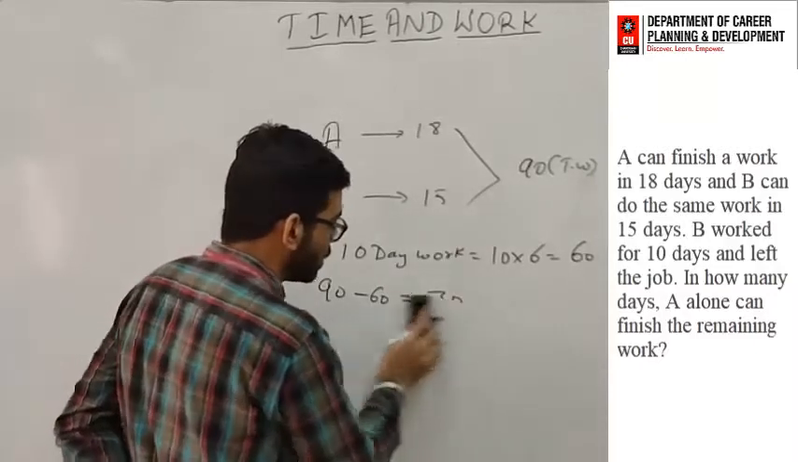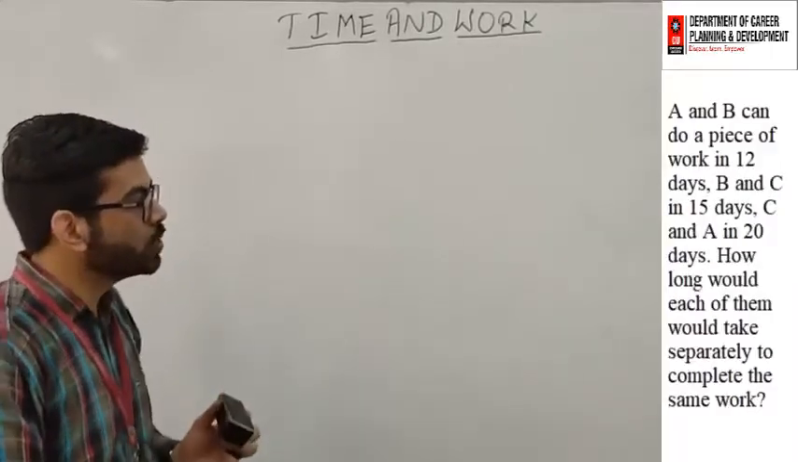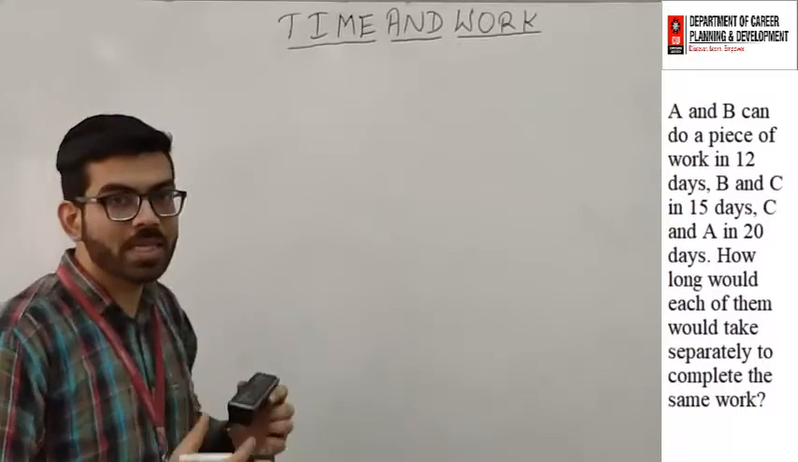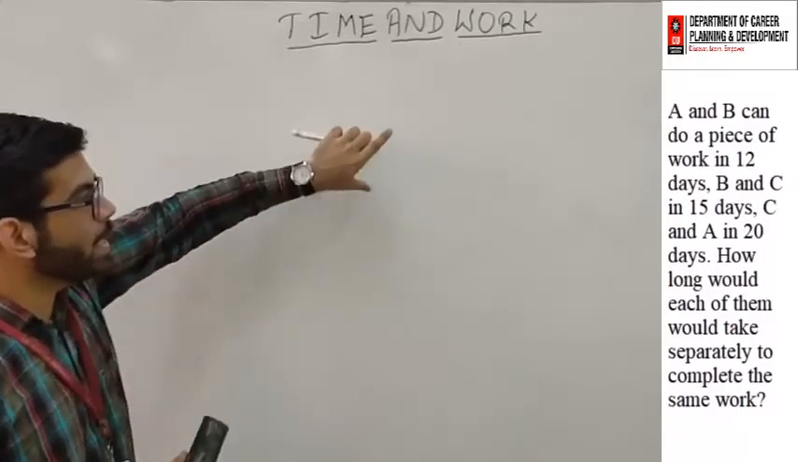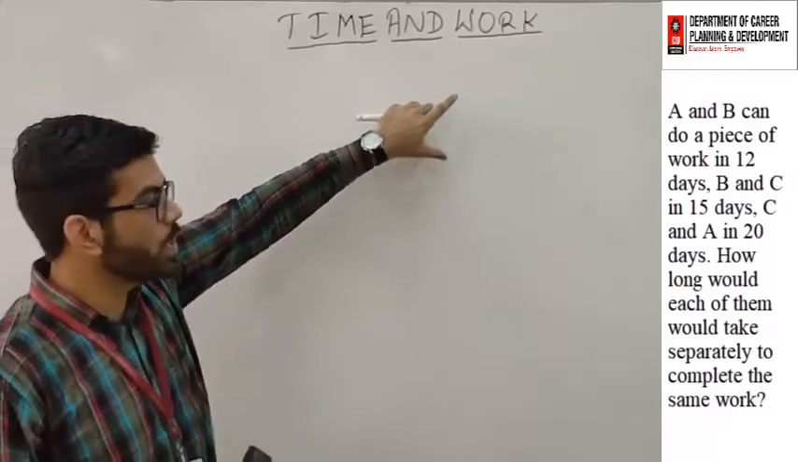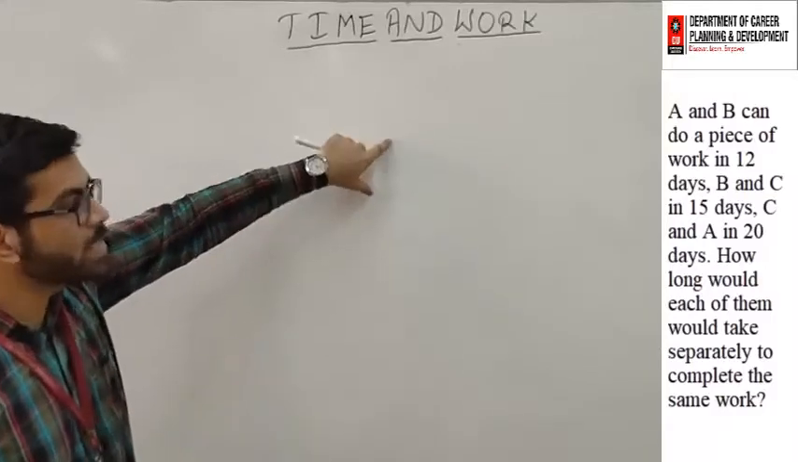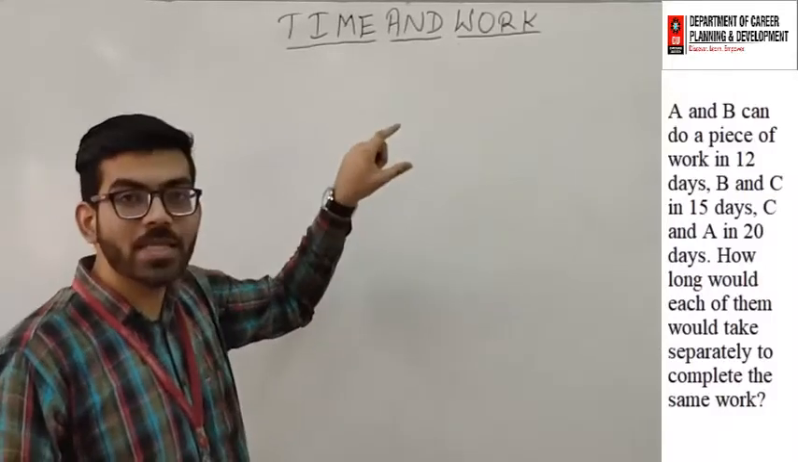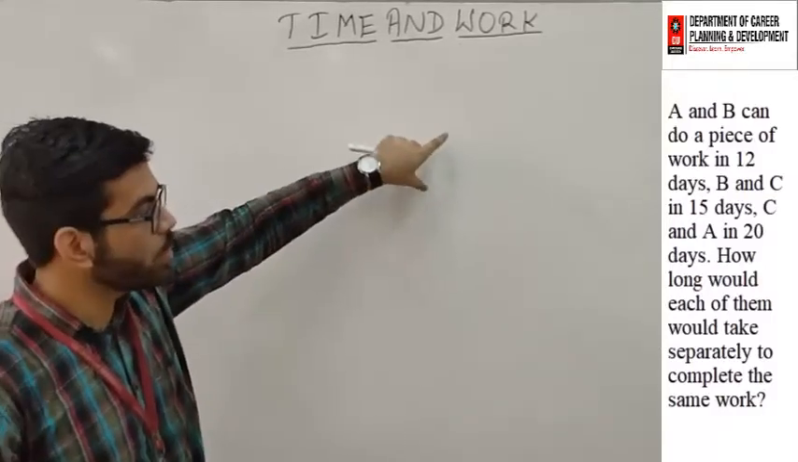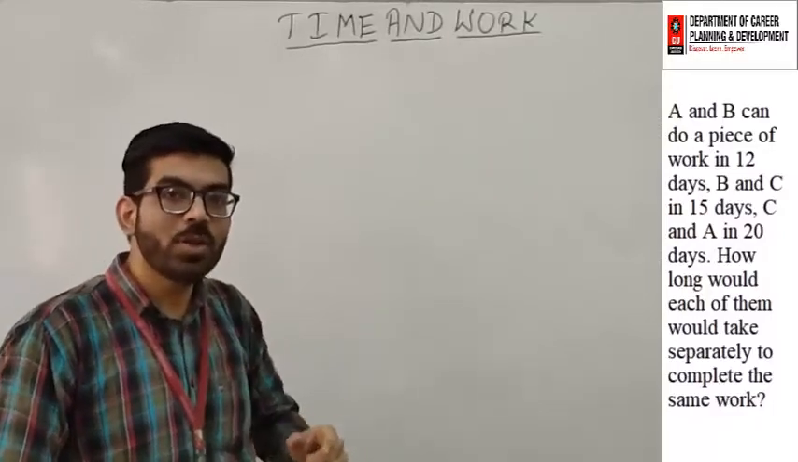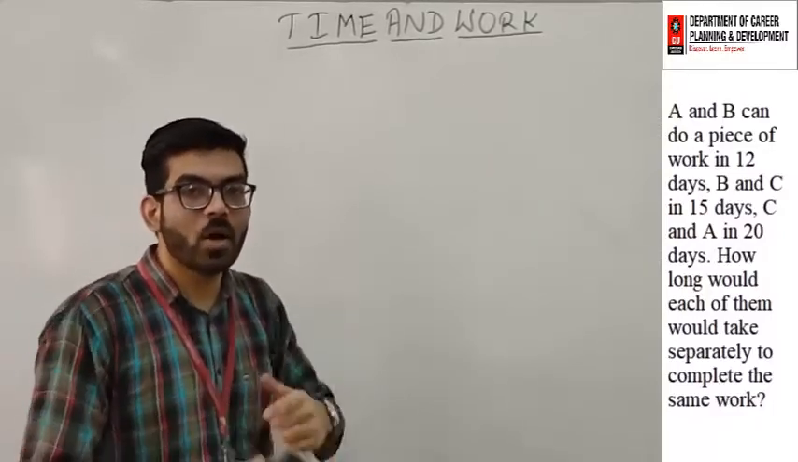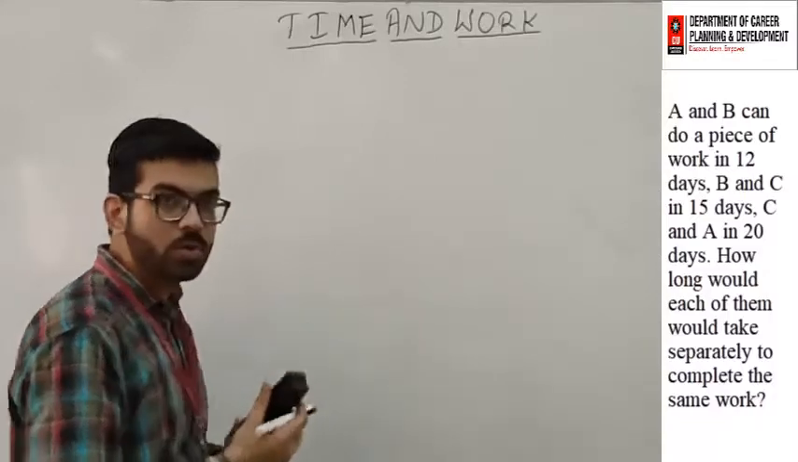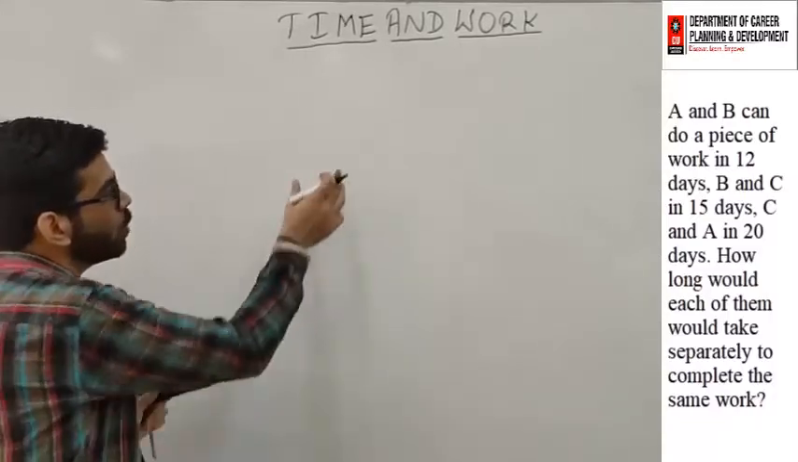Okay, let's see the next question where the work of two persons is given. The question says that A and B can do a job in 12 days, B and C can do the same job in 15 days, C and A can do the same job in 20 days. So individually, how much time will A, B and C take to do the complete job? So let's see how to write the question.